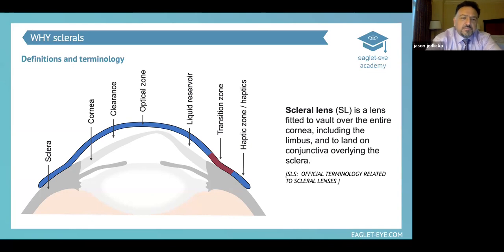A scleral lens can be easily considered to be three different zones: an optical zone, which is the central vault area, moving out to the very periphery, our haptic zone, or the landing area, the scleral zone, if you will. And then between the two, we have a transition zone, which brings that vaulting area back in contact with the eye and blends out into the landing area. In order to fit a scleral lens, we want to make sure that each of these three zones is fitted properly for the best possible results.